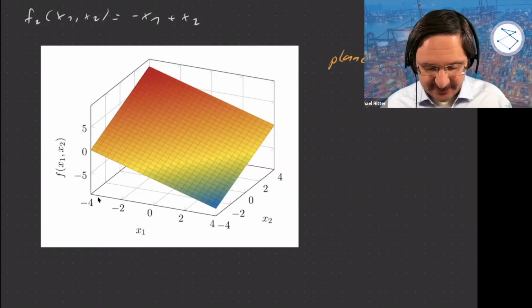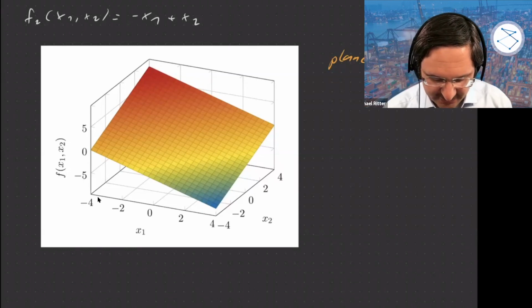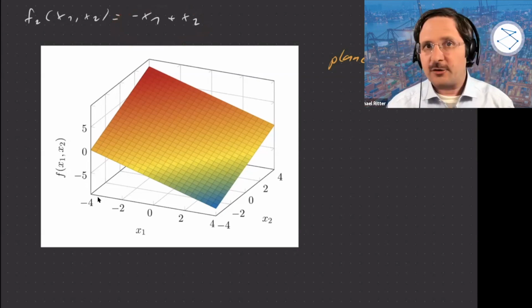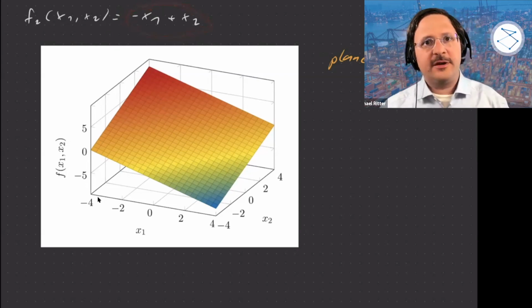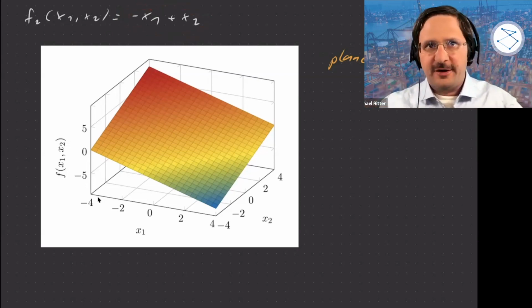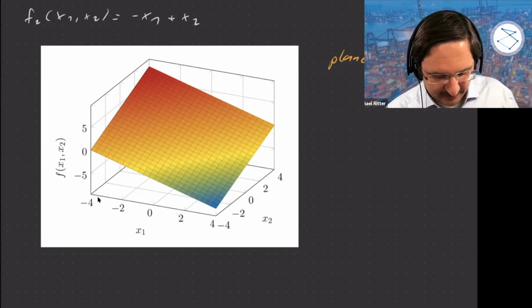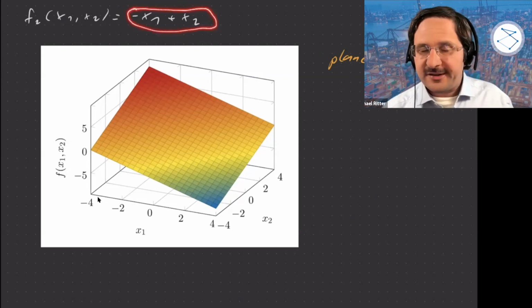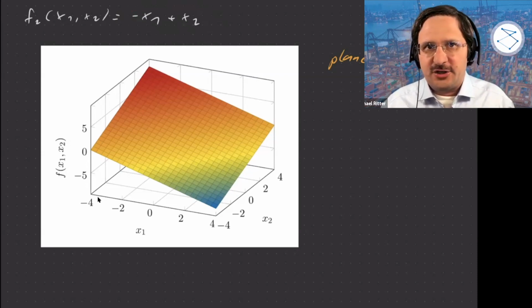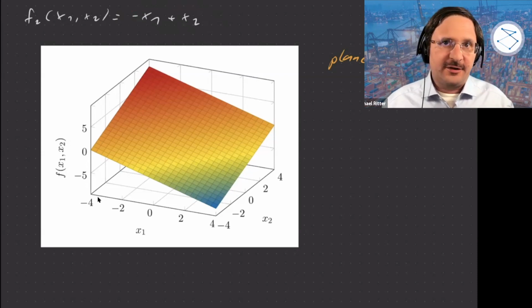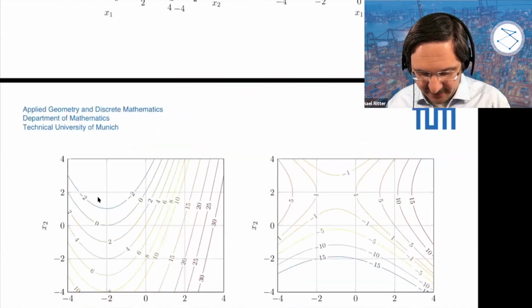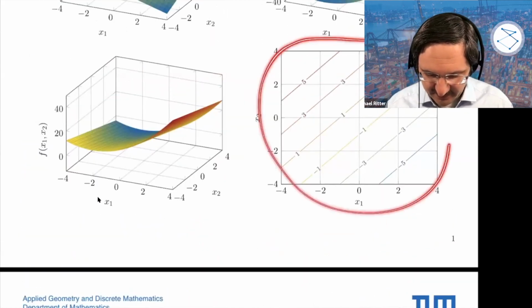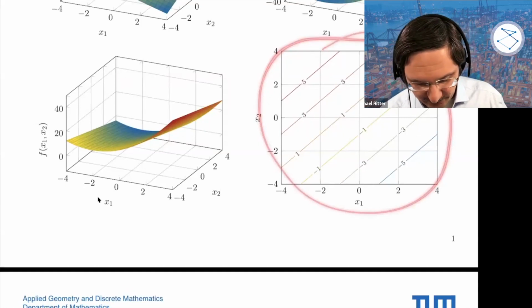And for the level sets, basically we're looking for all combinations of x1 and x2 that correspond to a fixed level, so that this value, minus x1 plus x2, is 0 or 1 or 7 or 5 or whatever. Obviously that means we are solving a system of linear equations, one linear equation actually with two variables. And the solution set for that, you know how that looks like. It's just a line. So the only lines we have here are in this plot. So that's obviously the one we're looking for.